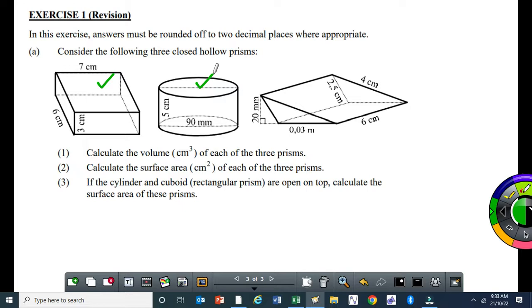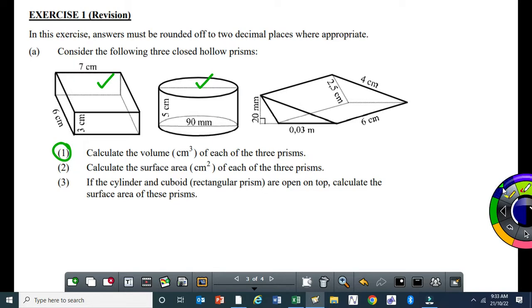So let's talk about this. First, what are we supposed to calculate? We round off to 2 decimal places, obviously. It says consider the following 3 closed hollow prisms. So let's start with the rectangular prism. Number 1, we need to calculate the volume in cubic meters of each of the 3 prisms. So we're going to do number 1 and number 2. We're going to calculate the volume of that prism. We'll start with the first one.